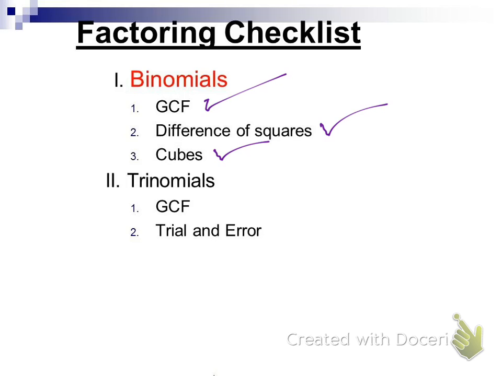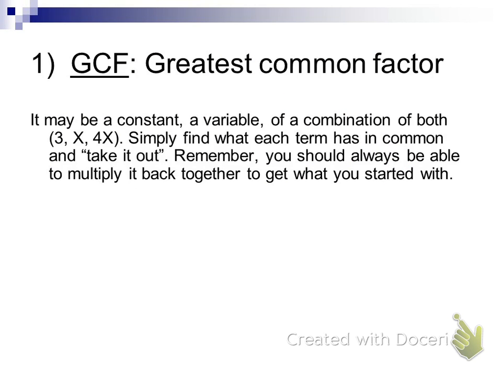Okay, so binomials, we'll factor a GCF, then we'll look for difference of squares, and then we'll look for cubes in that order. I'm not going to use the checklist out of order. Always look for a GCF, always look for difference of squares, always look for cubes in that order. Okay, so what does a GCF look like? Greatest common factor.